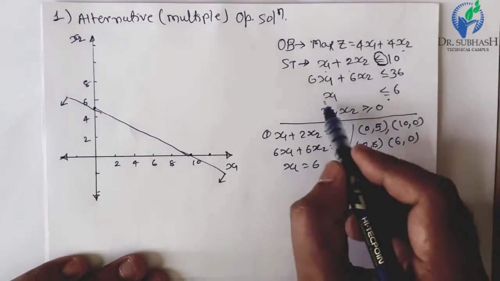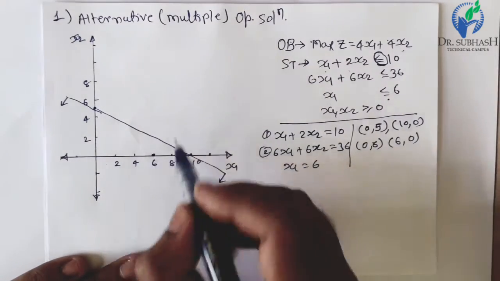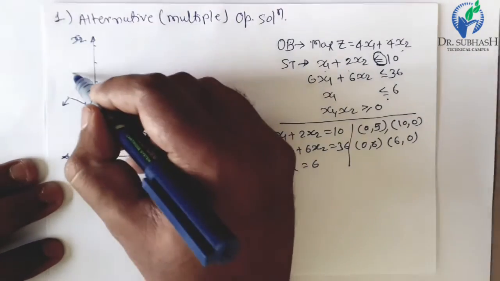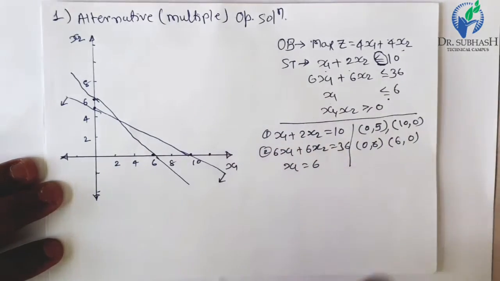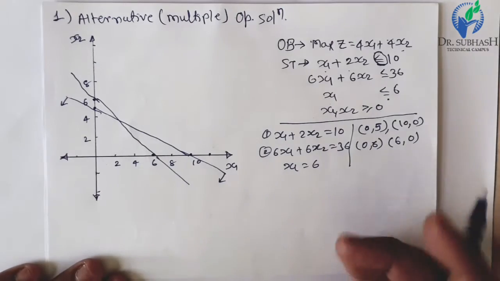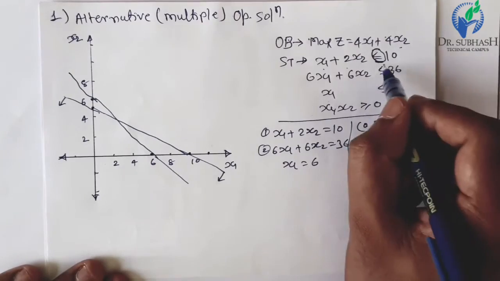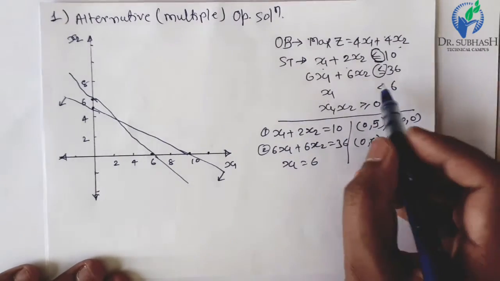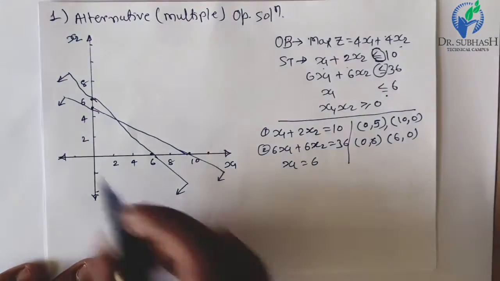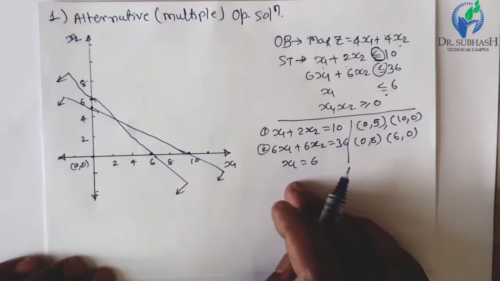Now, for the second constraint, 0, 6 and 6, 0. These 2 points lie here somewhere, and draw a line passing through these two. So the line may be like this. It is not exactly straight, but you can draw it using a scale to get exact values. Then again, for the region which is less than or equal to, consider the region towards the origin. This is our origin, 0, 0. And x1 equal to 6 is just a straight line.